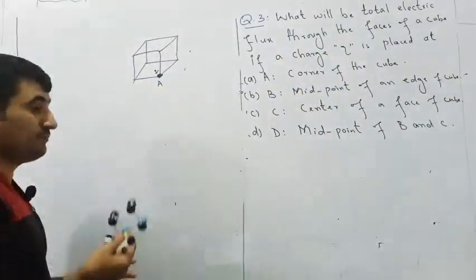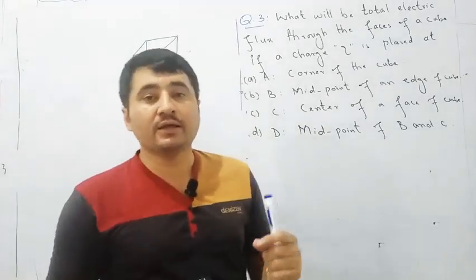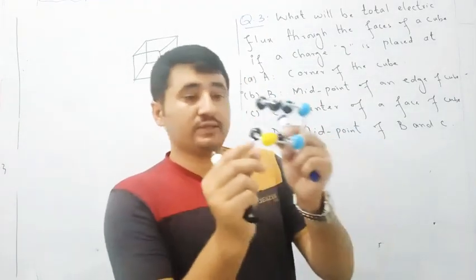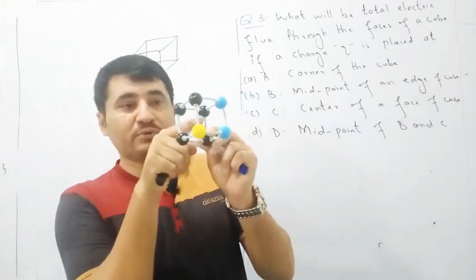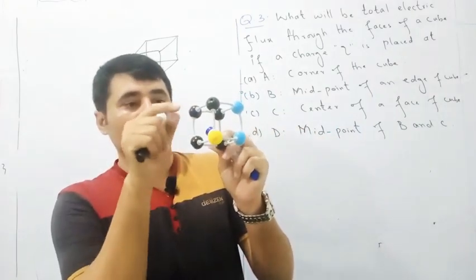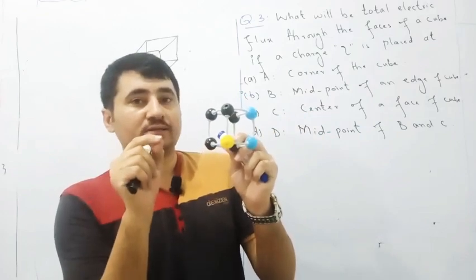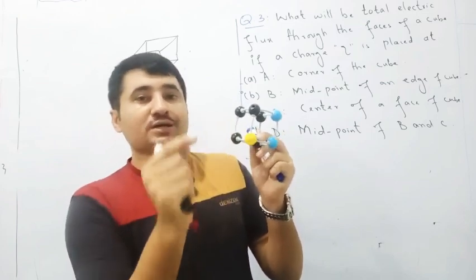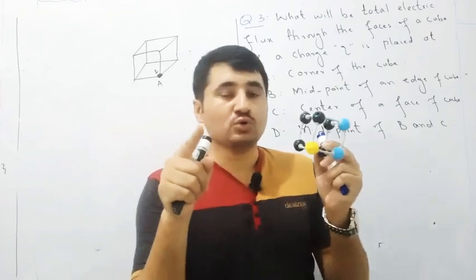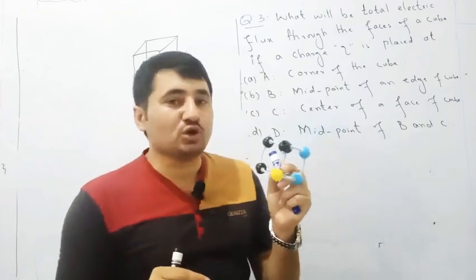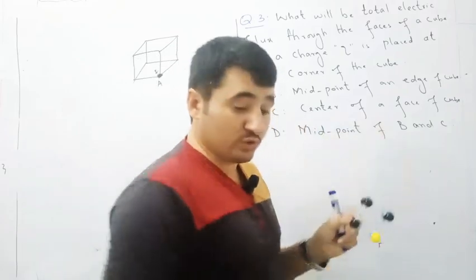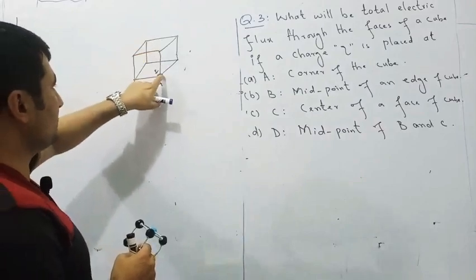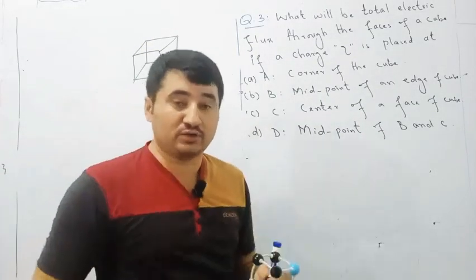Now we have to apply Gauss's law. We will apply Gauss's law in order to calculate the net electric flux. In this case the charge is at the corner. In the previous case it was at the center, so you easily found the electric flux. Here the charge is at the corner, so you have to enclose this charge. What is Gauss's law? The electric flux is equal to the charge enclosed divided by epsilon naught. So here you have to enclose the charge. How will the charge be enclosed? The charge must be equally shared by further eight cubes.